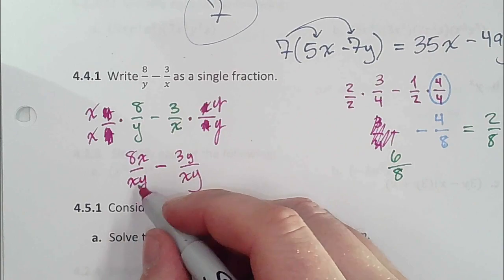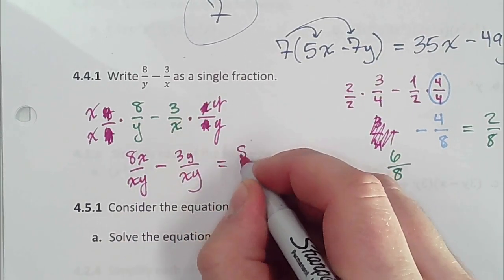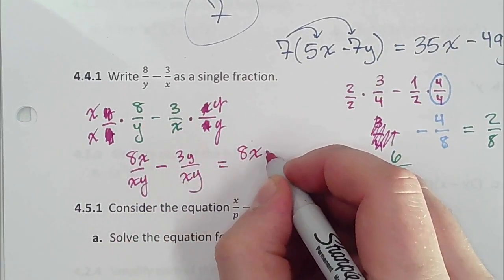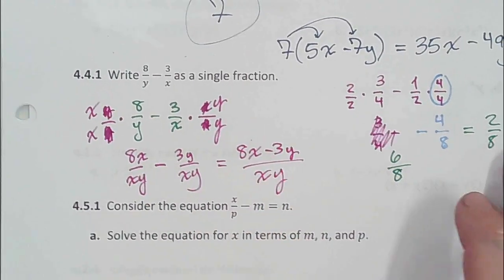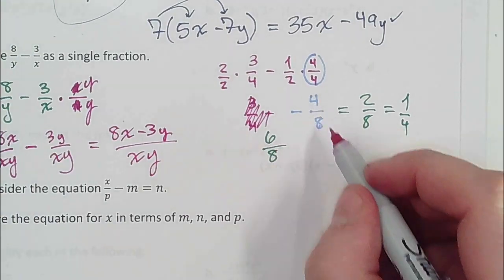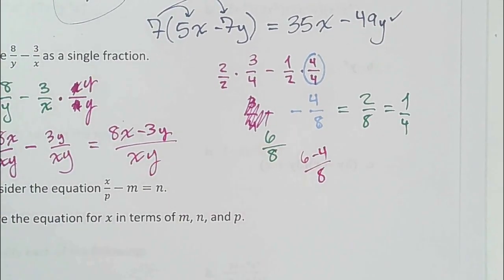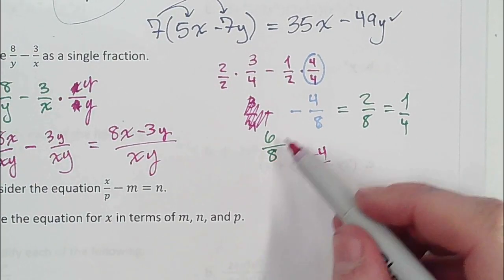So I have 8 of these minus 3 of those. And what we get is 8x minus 3y all over xy. Just like here, we could have written 6 minus 4 over 8. But of course, we simplified this.